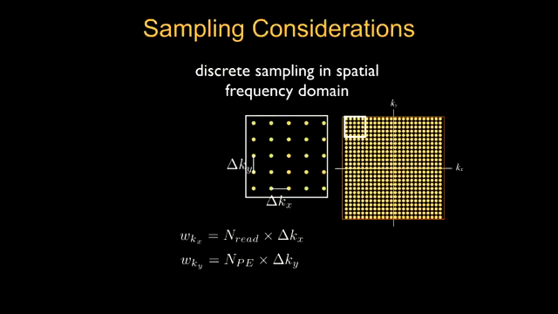So the important thing that you have to remember is, again, delta kx, Wkx, and delta ky and Wky, because the relationship between the two will give you the relationship between the field of view and the resolution.